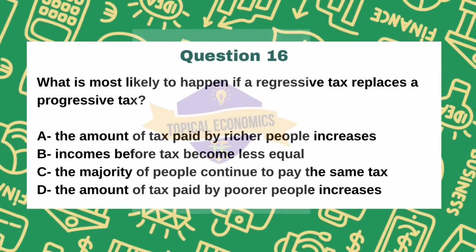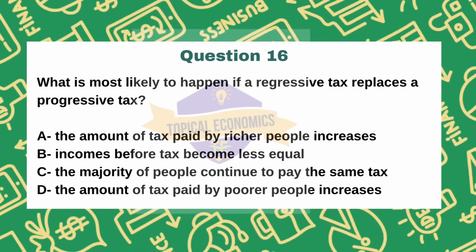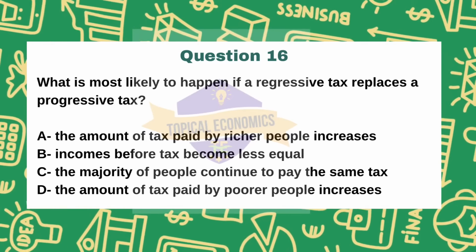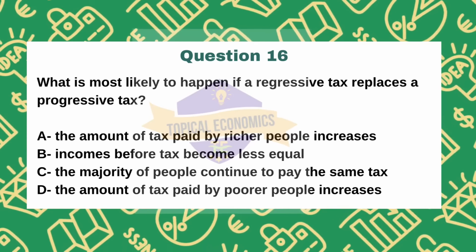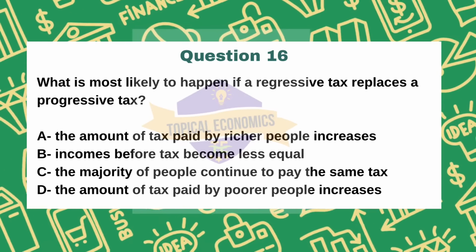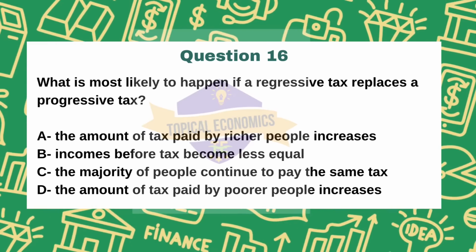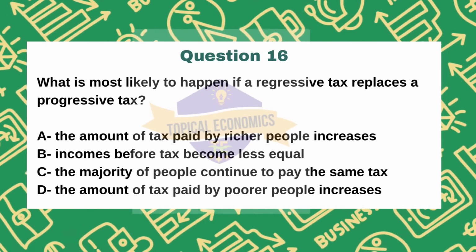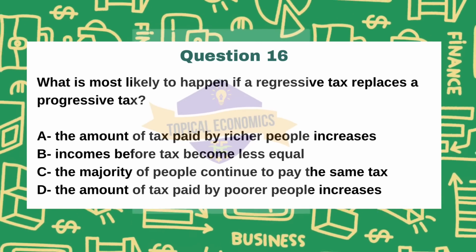Analyzing the other options. Option A, the amount of tax paid by richer people increases, is not true. In fact, the opposite is likely to happen. Under a regressive tax system, richer people would pay a smaller proportion of their income in taxes. Option B, incomes before tax become less equal. The tax system affects disposable income after taxes, not incomes before taxes. However, regressive taxes can increase income inequality after taxes.